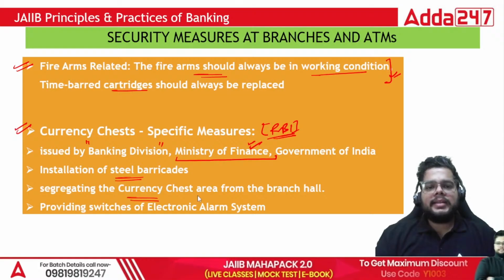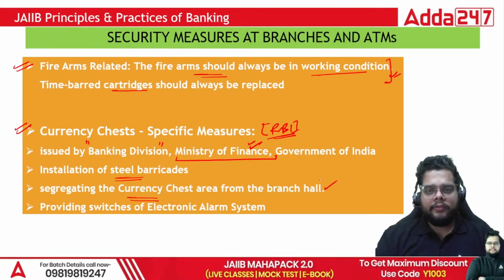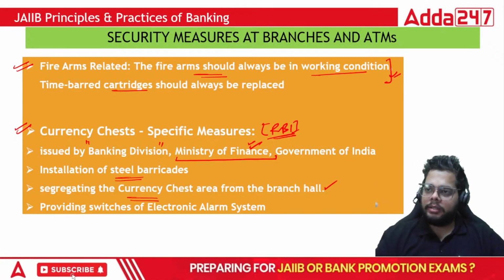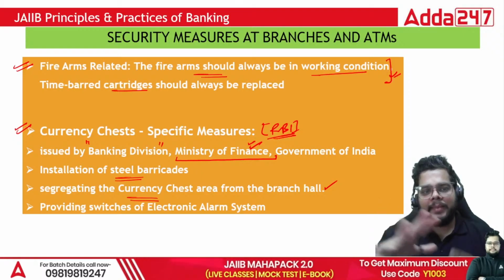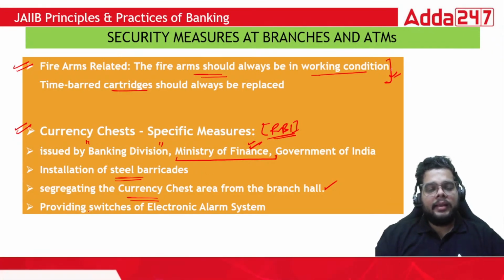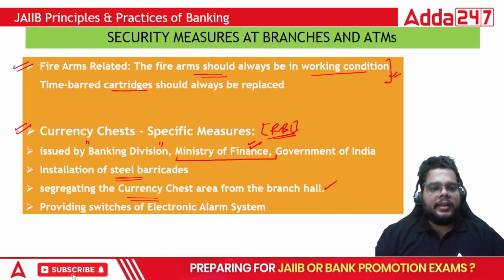Segregating the currency chest area from the branch hall: if the currency chest branch is there and the operational floor is the same one, then you must separate the branch hall from the currency chest area. Providing switches of electronic alarm system.